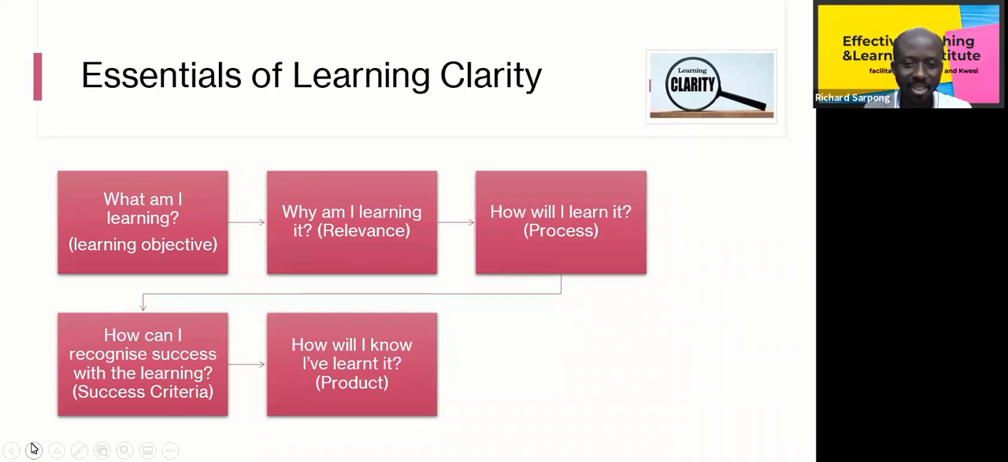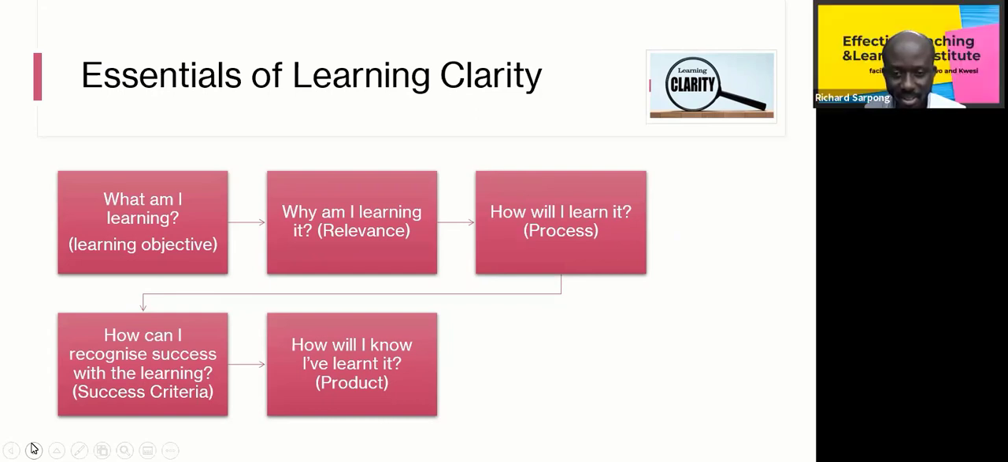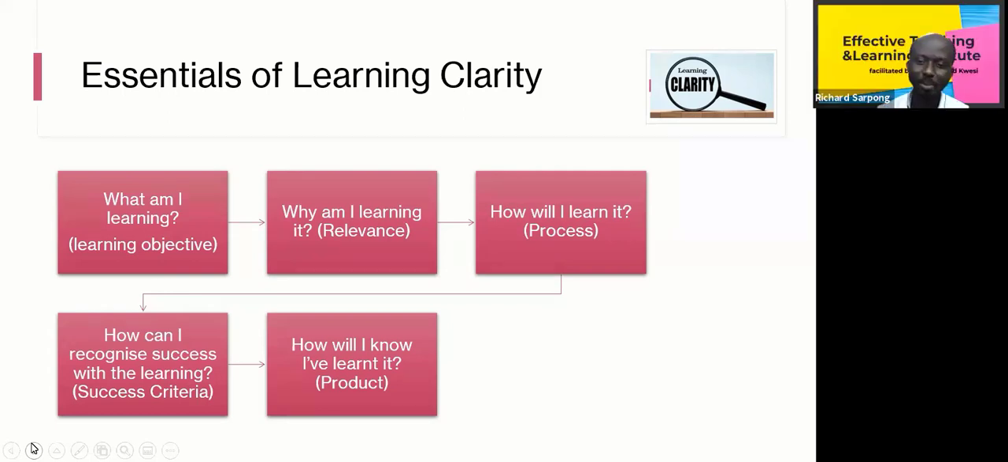It's very key in making sure that students fully understand what the learning is about, fully understand how they are going to learn it, and know clearly what success will look like in their learning. How they are going to learn it is also very important here. Exactly, yes, especially the process. You see, the process is very important.